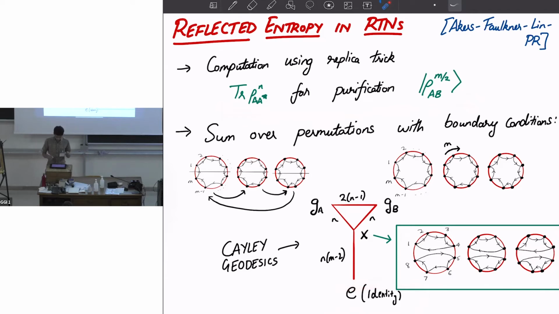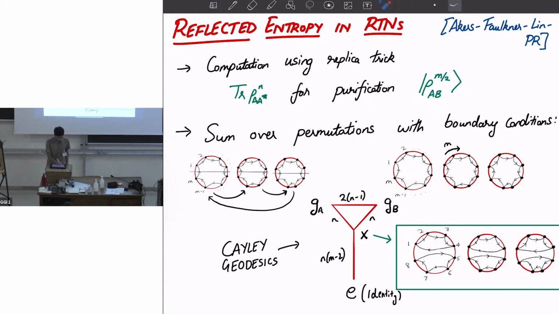On the other hand, in the other regions, we want to prepare this state rho to the m over 2. So the picture I have for that is we have these circles which have m boundaries, and there are n such circles. So in this case, I guess m is 6 and n is 3. And what we want to do is compute the powers of the density matrix rho to the m over 2, which basically says you want to cyclically glue each of these circles to perform this power.